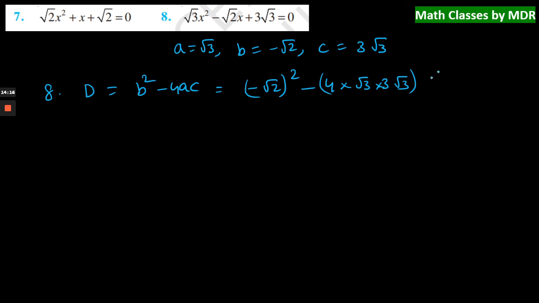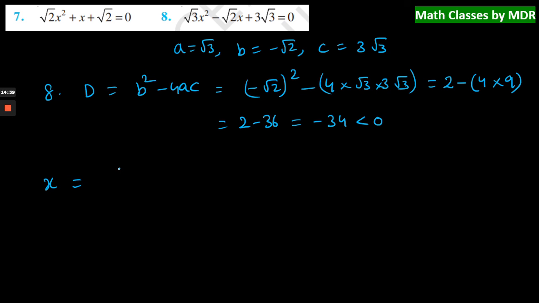Minus root 2 whole squared is 2, minus 4 into root 3 into 3 root 3. So root 3 squared is 3, and 3 into 3 is 9. So that is 2 minus 36, which is equal to minus 34, which is less than 0.